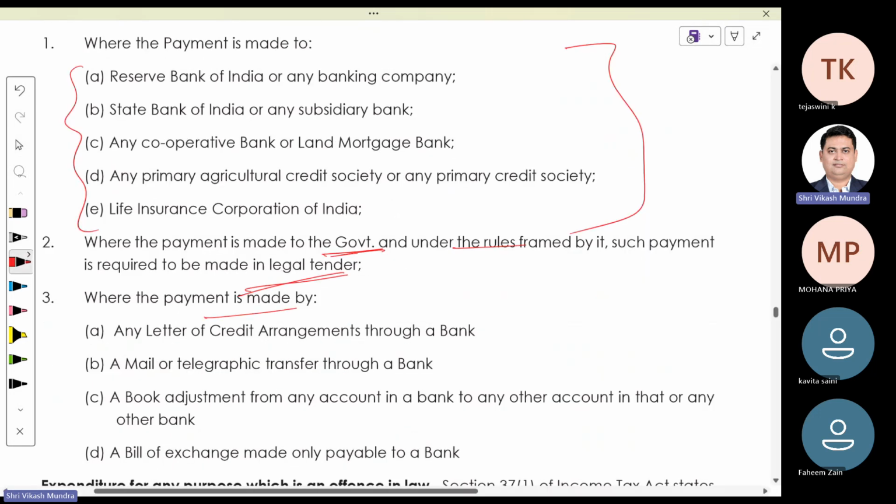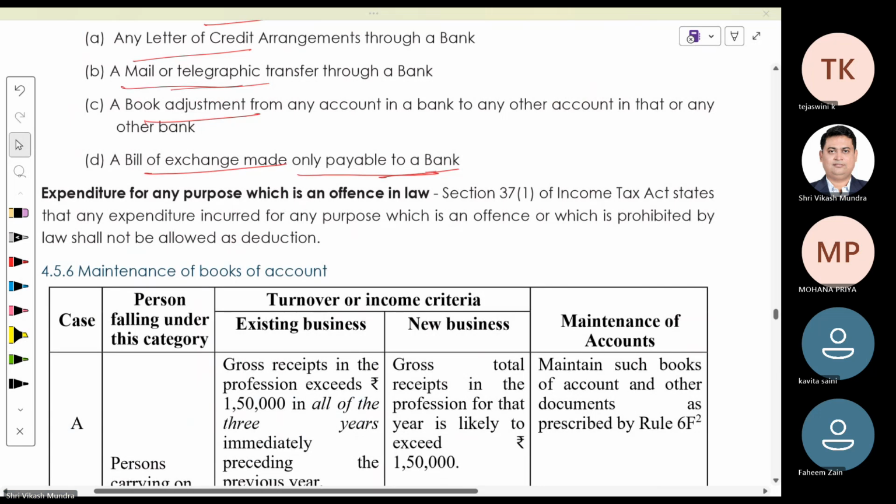If you are making payment through letter of credit, that is LC, which is used in case of importation of goods, mail or telegraphic transfer, which is known as TT transfer, book adjustment or bill of exchange made only payable to a bank, if you are making payment through this type of channel, then you are eligible to make payment beyond 10,000 or 35,000 through this channel. The deduction is available to you. Is it clear?